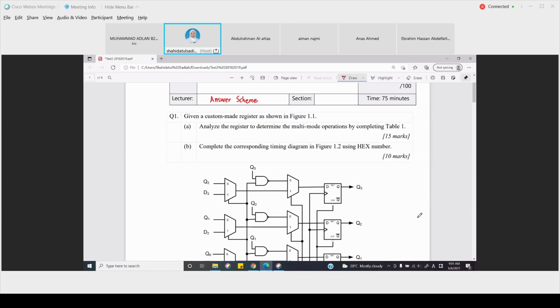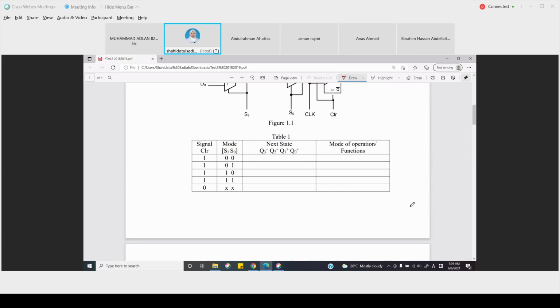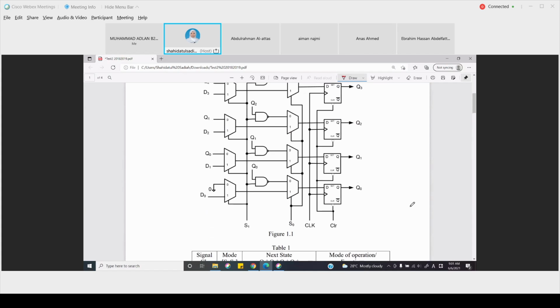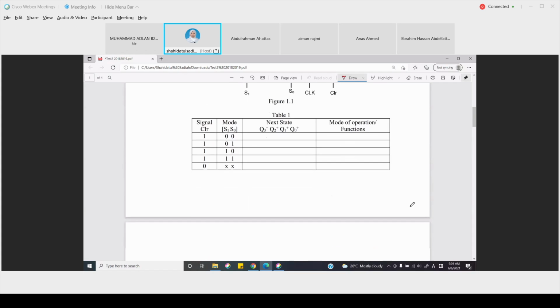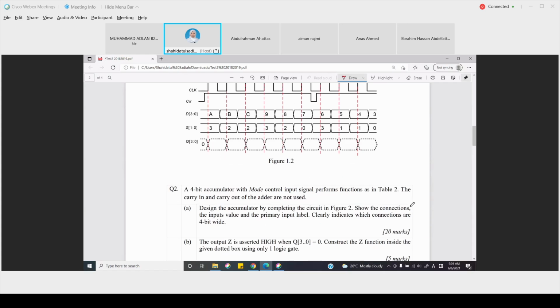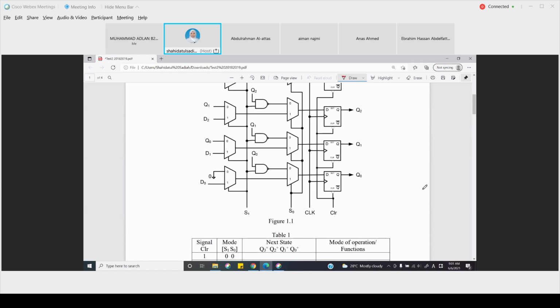Maybe one question is asking about the Mealy machine, to draw the state diagram. Another question is to fill up the state table, and another one is to do the analysis where you are given a circuit and you have to draw the state diagram from the circuit. Okay.